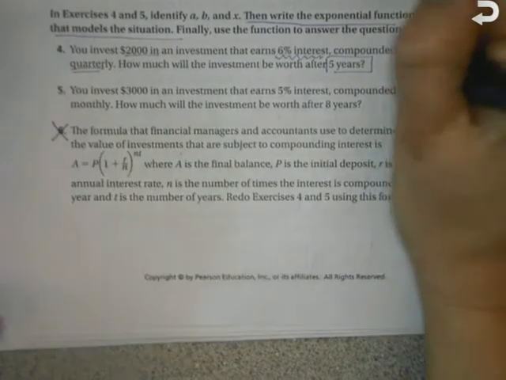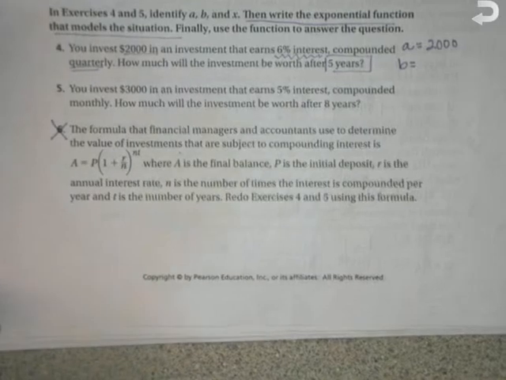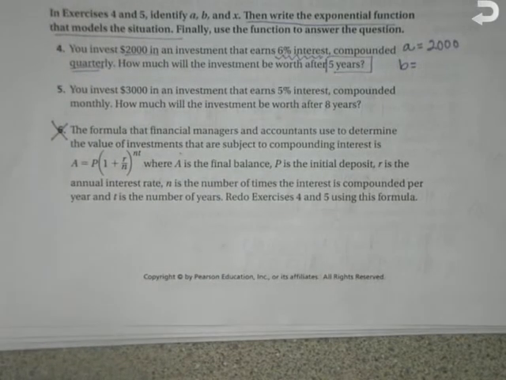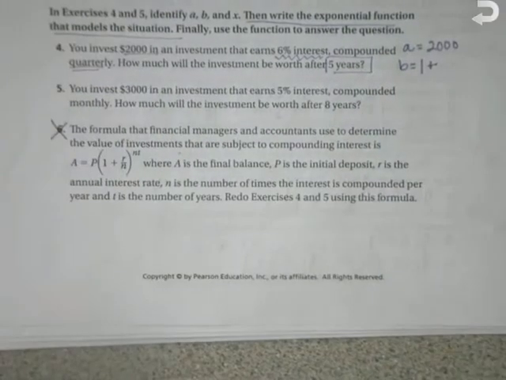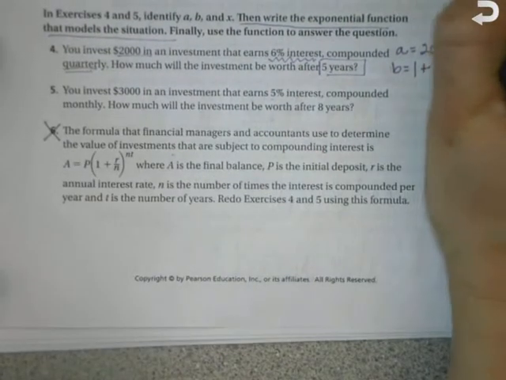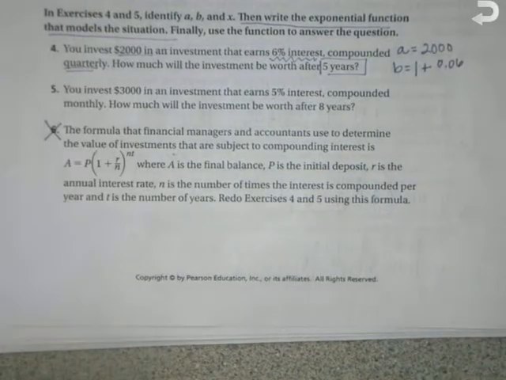B is the rate of change. Remember, with exponential growth and decay, this is a growth problem, so I'm adding what? 1. So it's going to be 1 plus 6%, which is 0.06. But I'm compounding it quarterly.